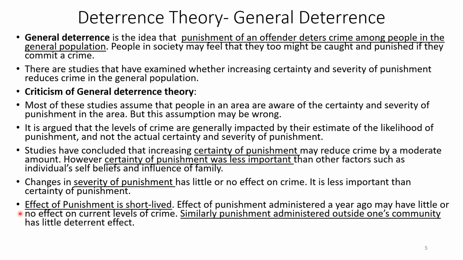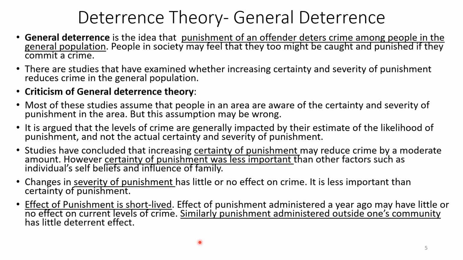Another criticism of general deterrence theory is that the impact of punishment on the larger population is short-lived. The effect of punishment given months and years ago would be less compared to the impact of punishment given in the recent past. Similarly, punishment given to offenders at a geographical distance from the community would have lesser impact than punishment given in the community or nearer to the community.